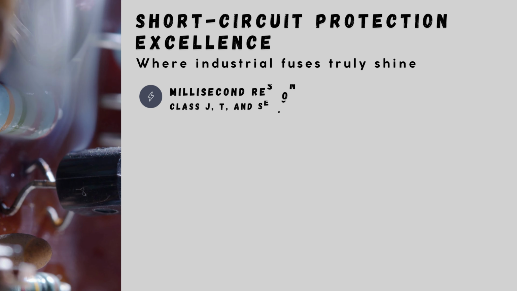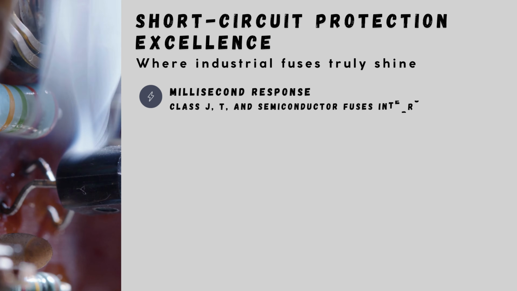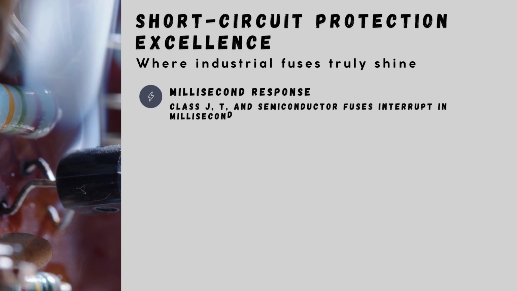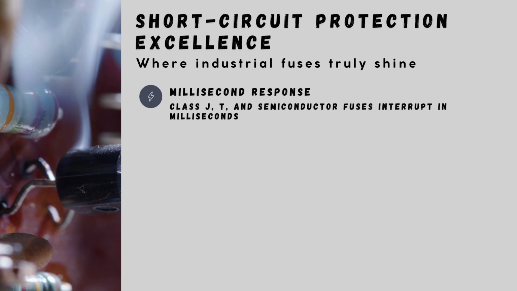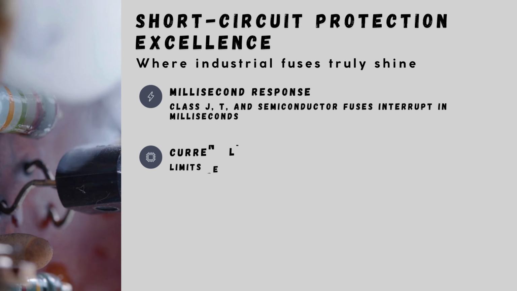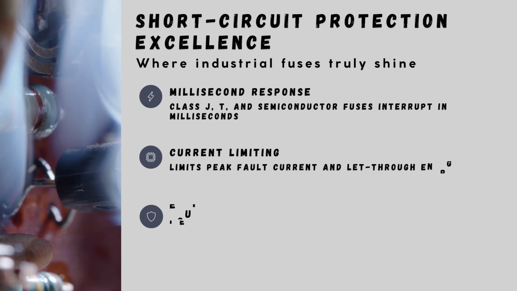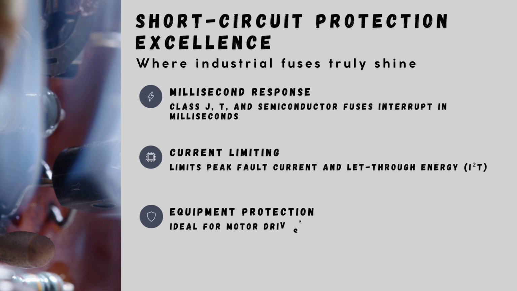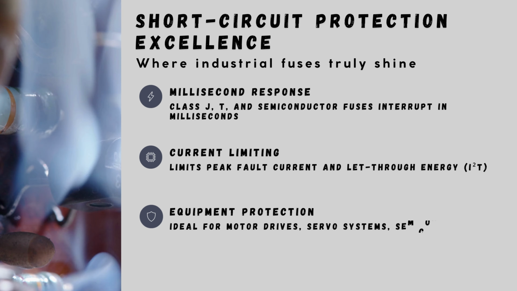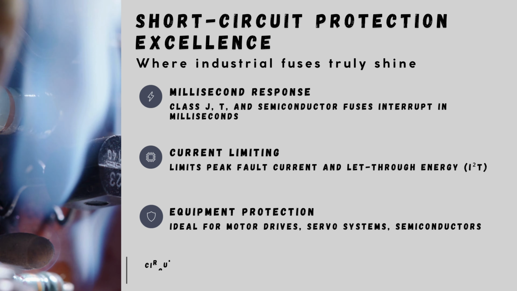Short-circuit protection is where industrial fuses excel. High-speed industrial fuses, such as Class J, Class T, or semiconductor fuses, can interrupt extremely high short-circuit currents in a few milliseconds. They limit peak fault current and let-through energy measured as I²T. This makes them ideal for motor drives, servo systems, and semiconductor protection.